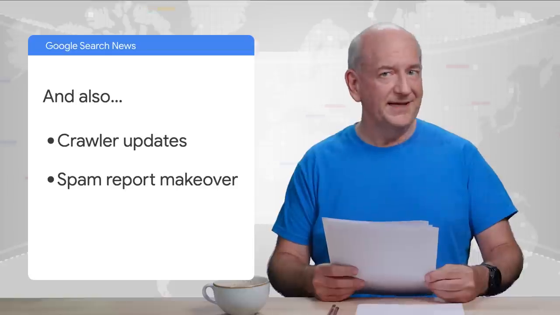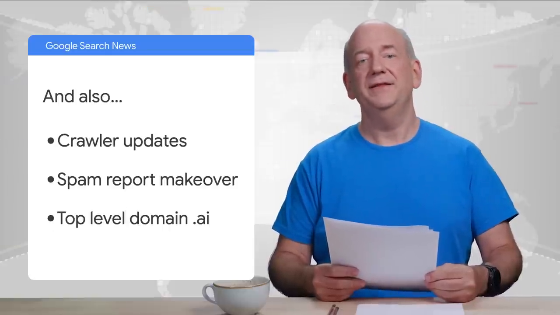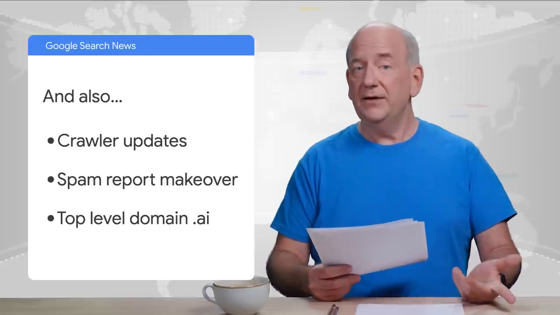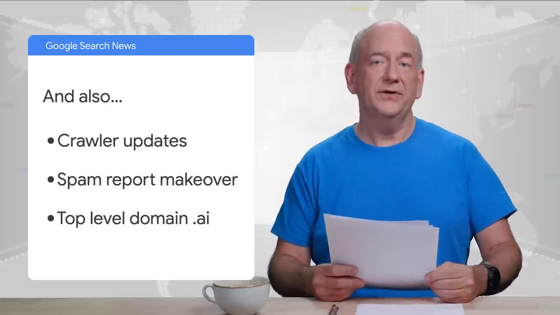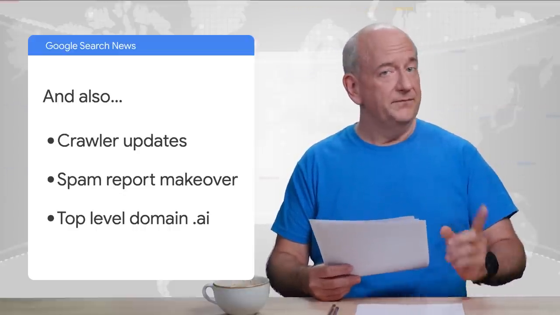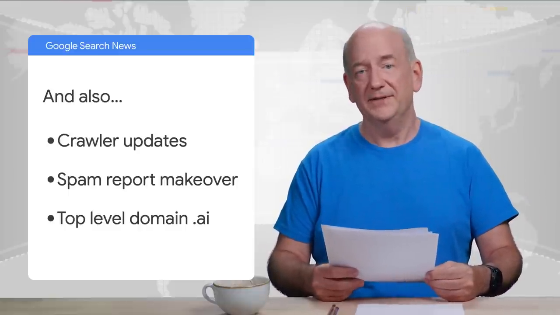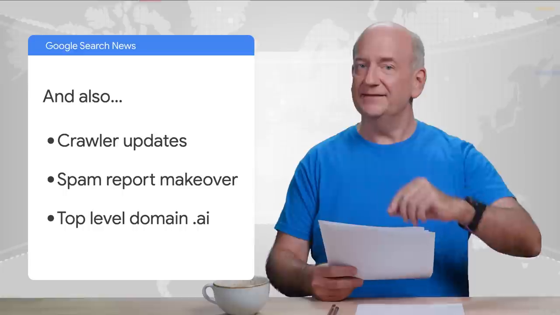And last but not least, we changed how we treat the top-level domain .ai in Google Search. It's now a so-called generic country code top-level domain. If you've been meaning to make a website for the tiny Swiss canton of Appenzell Innerrhoden, this is your chance.